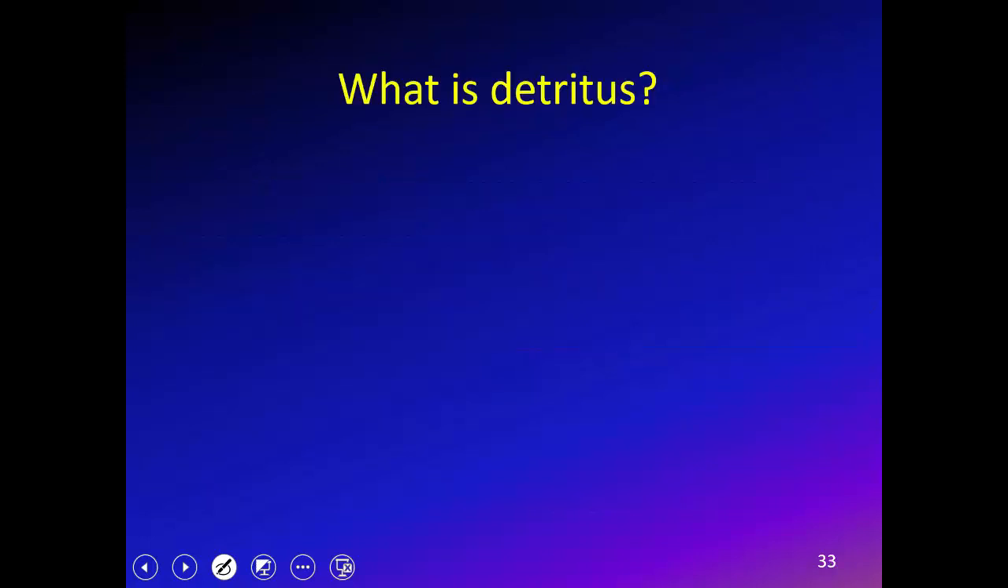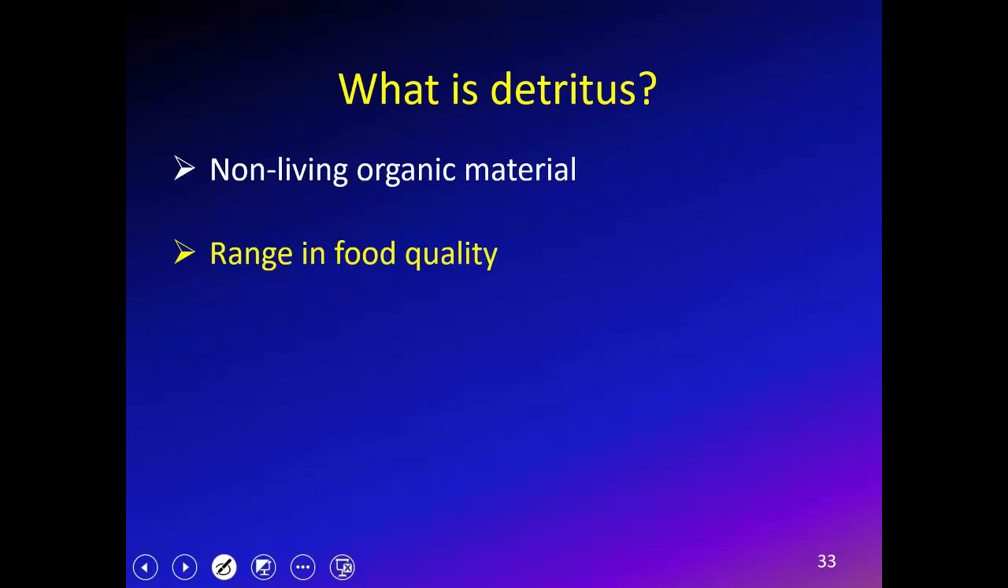So I've been using this word detritus, and so let's spend a little bit of time making sure that you know what that word means. Not a really complicated word, but it's a really important part of what's happening down here. And I think it's one thing that's really different from perhaps our everyday experience in thinking about larger organisms in terrestrial environments. These invertebrates are eating things that are not alive. That's the main, very simple definition of detritus: non-living organic material.